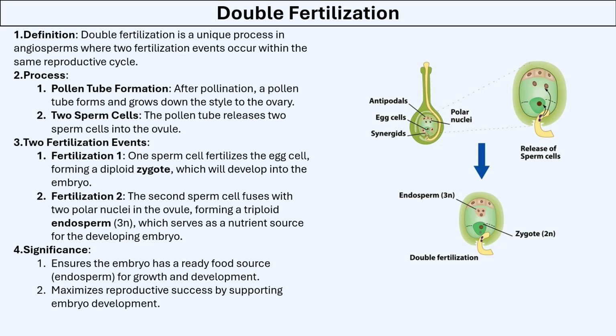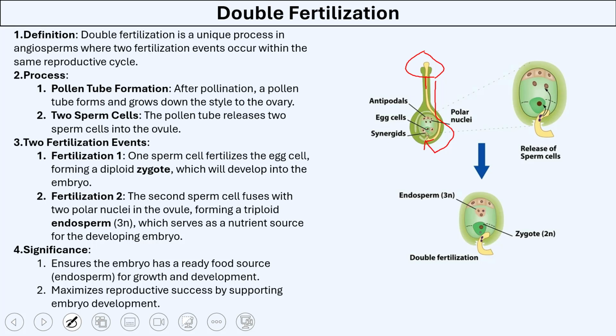Now let's look at double fertilization, which is a very unique process in angiosperms, where two kinds of fertilization events occur in one reproductive cycle. After pollination, when the pollen has been dropped on the stigma of the female part, a pollen tube is formed all the way down the style and that eventually enters the ovary. One pollen tube releases two sperms into the ovules.